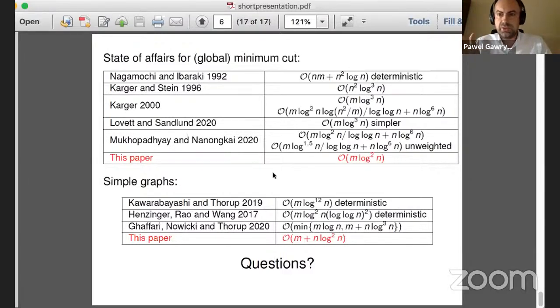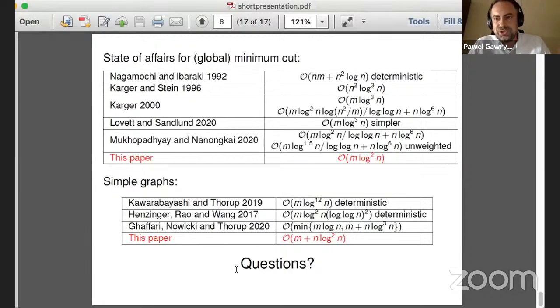And there is a separate line of research that I would like to mention concerning simple graphs. So no weights, no parallel edges. Most of those results are randomized, and this sampling is really important. So for simple graphs, there was a breakthrough, and we have deterministic algorithms. So it would be nice to have something deterministic for the general case, but this is not known.